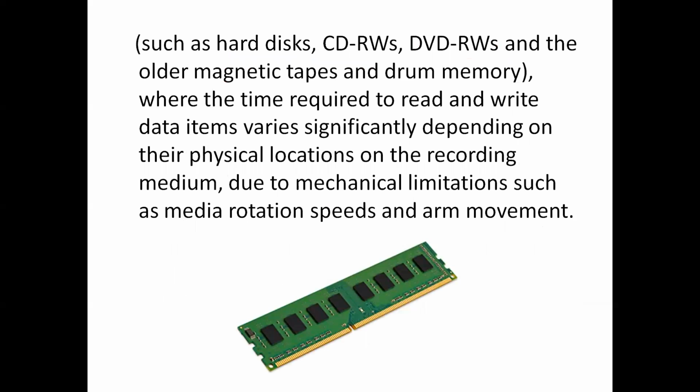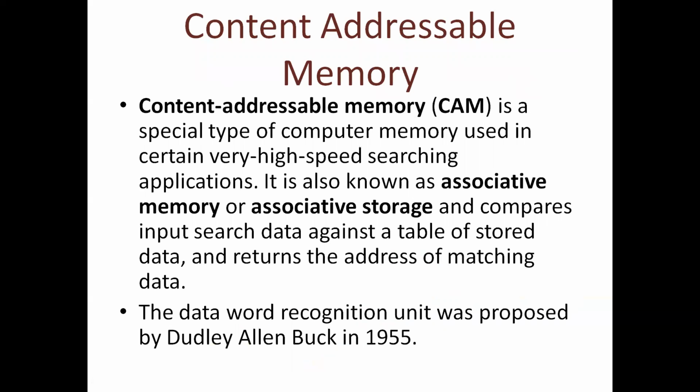Some examples of such direct access media are hard disks, CD drives, DVD drives, magnetic tapes and drum memory present in the computer, where the time required to read and write data items varies significantly depending on their physical locations on the recording medium, due to mechanical limitations such as media rotation speed and arm movement. This is a small example; it's a drive.